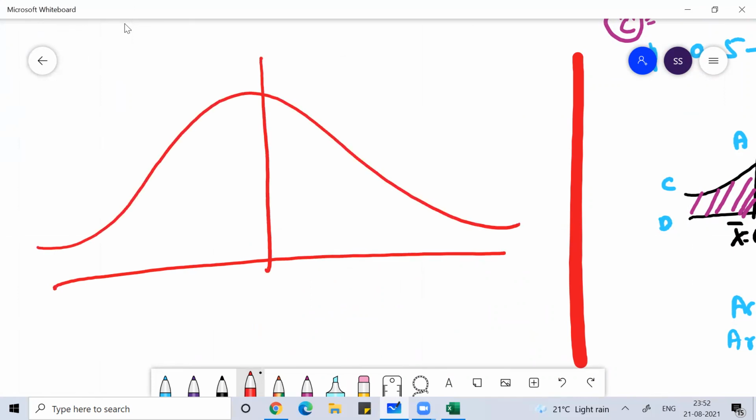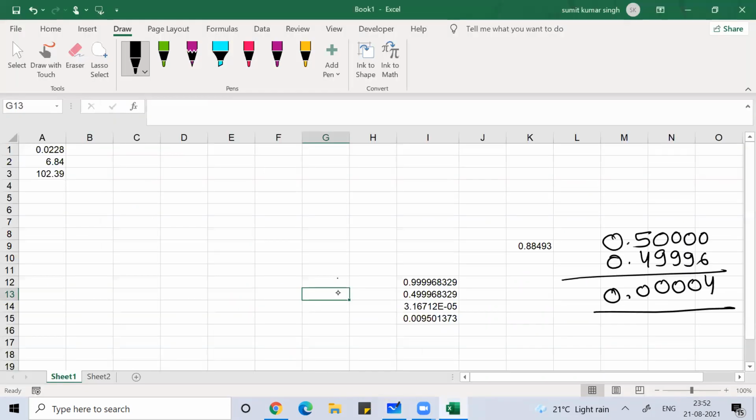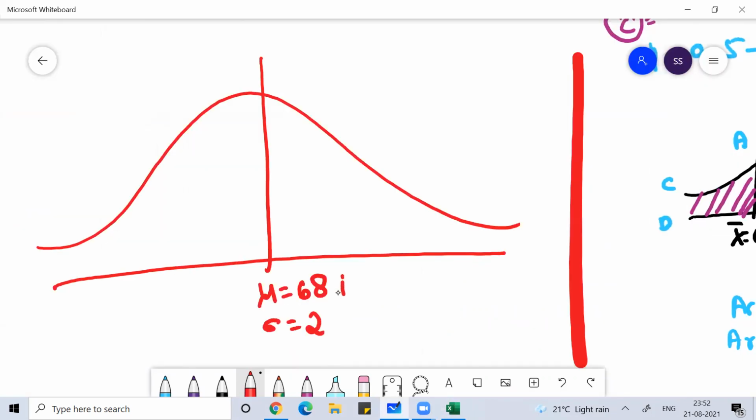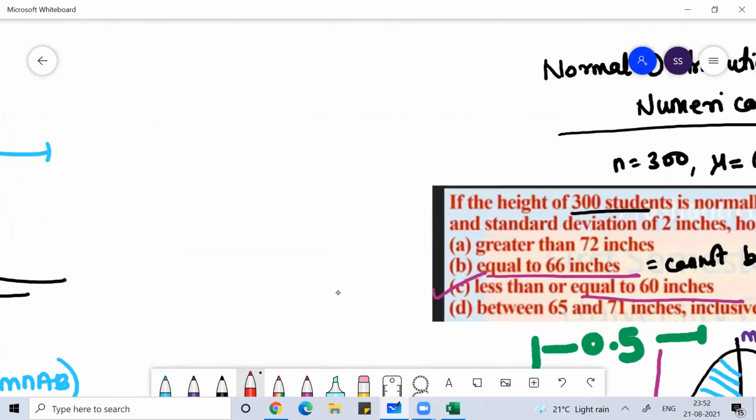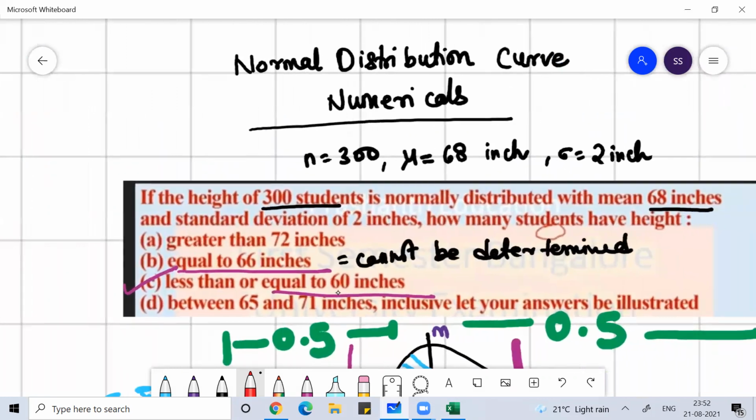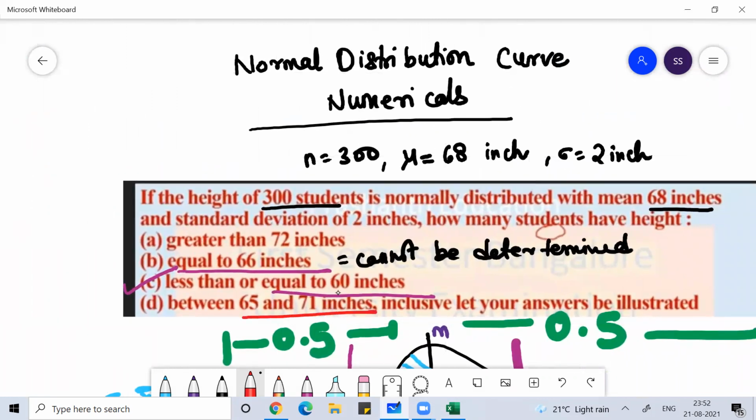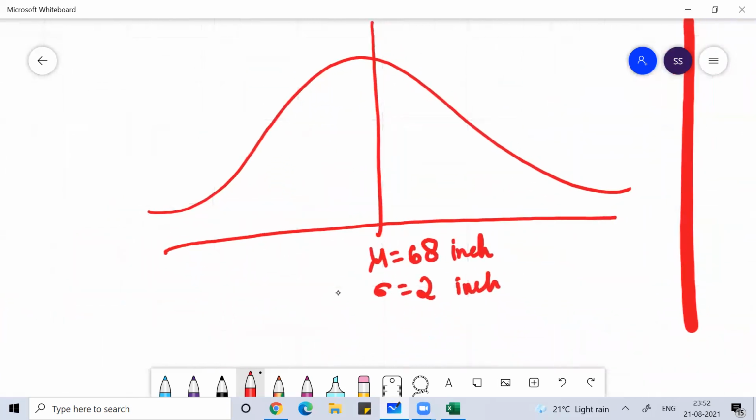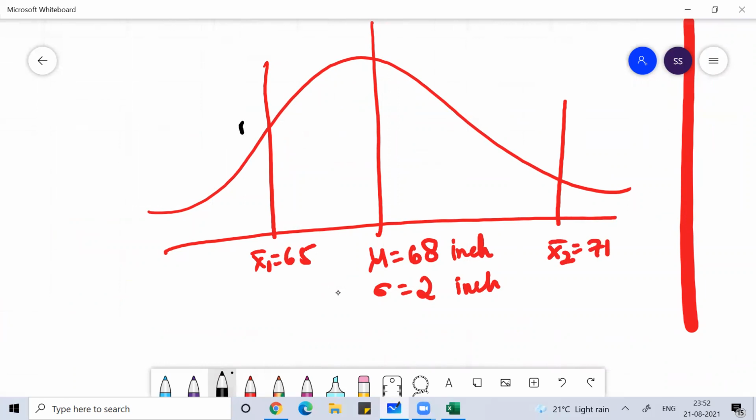So this is 68, right? This is 68. Standard deviation is 2 inch. This is 68 inch. Population mean is 68, and we want 65 to 71. I want this area, right? This area ABCD, this area I want.